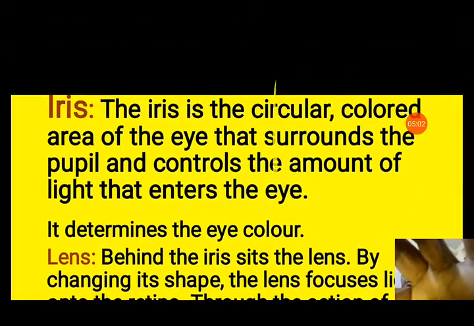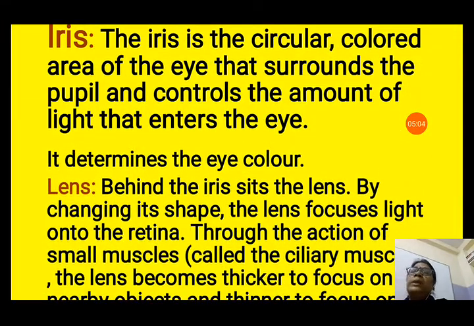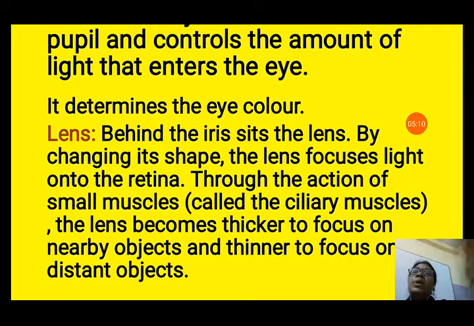Next is iris. Iris is the circular colored area of the eye that surrounds the pupil and controls the amount of light that enters the eye. You have seen that the pupil can change in size. That increasing and decreasing of the pupil depends upon the muscle, the iris. It determines the eye color also.